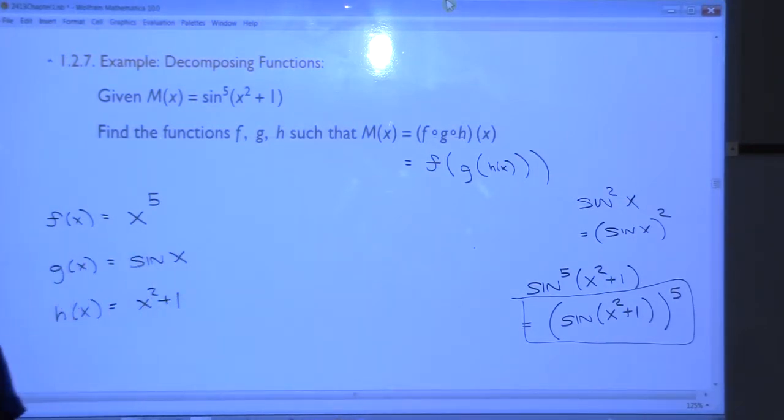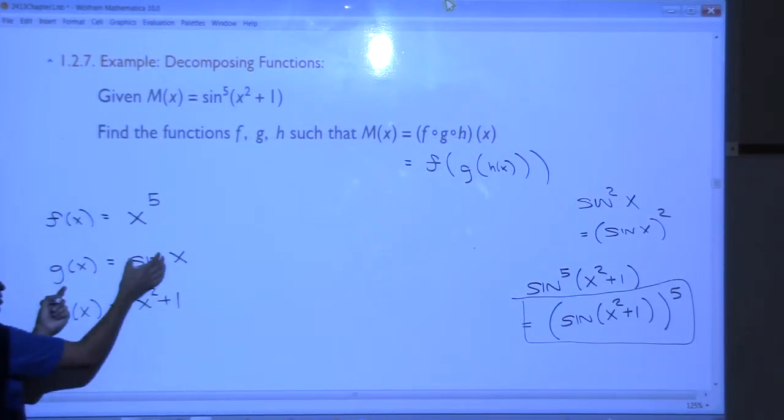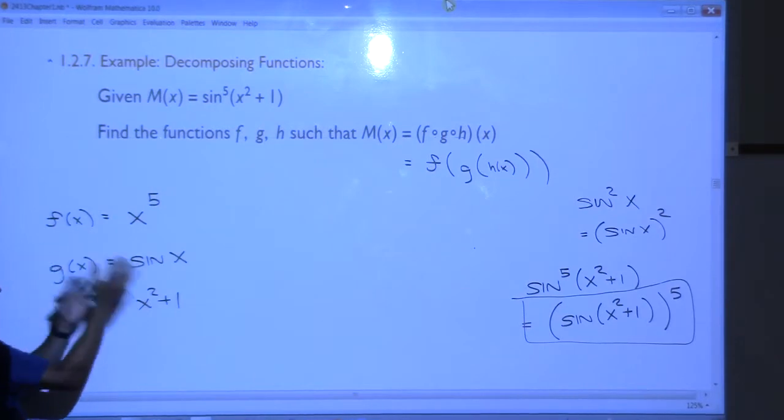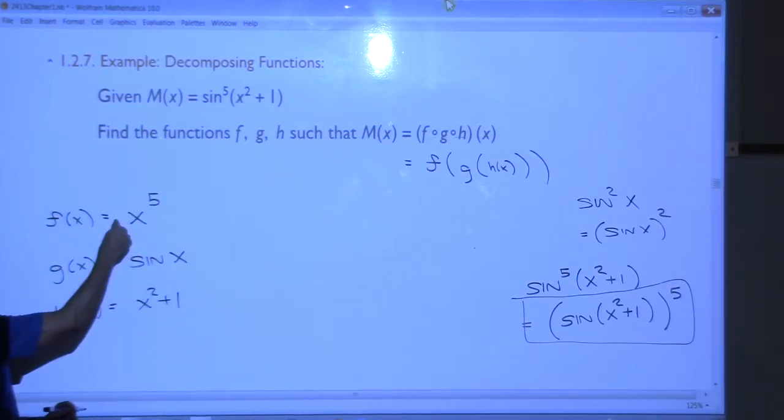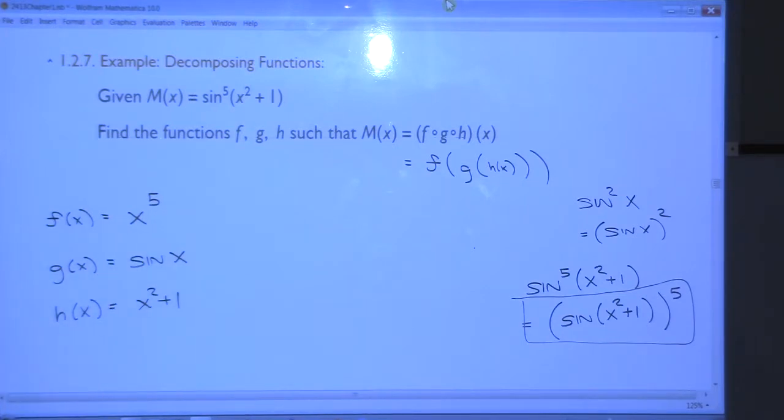So let's see if you can kind of unwrap this now. If I tell you to take this function and plug it into that one, you would get sine of what? X squared plus 1. And then if I tell you to take that answer and plug it in there, what would you get? All of that to the fifth power, right? Does that make sense? Do you want another example?